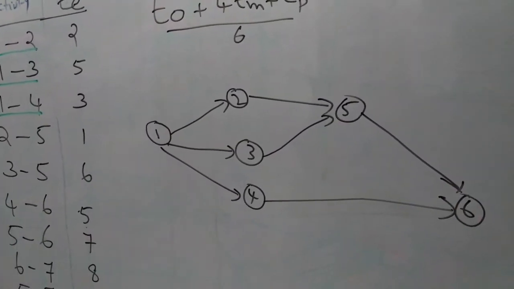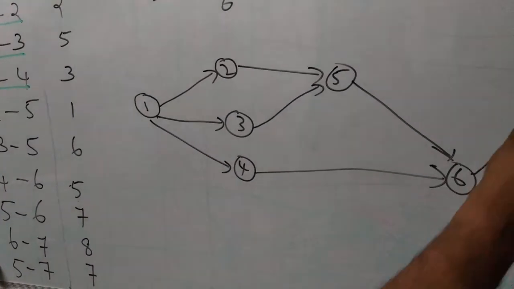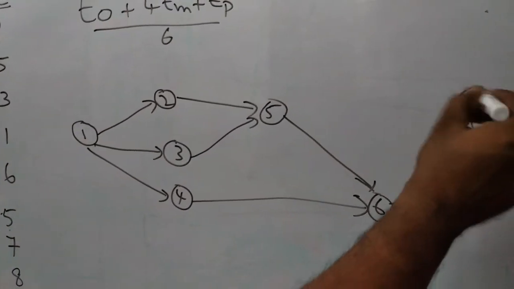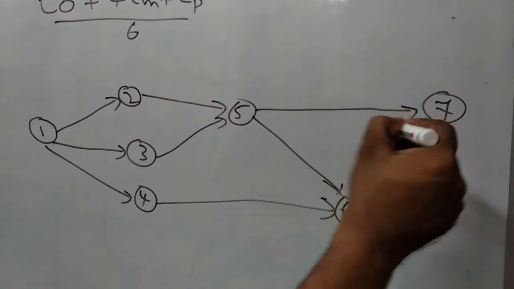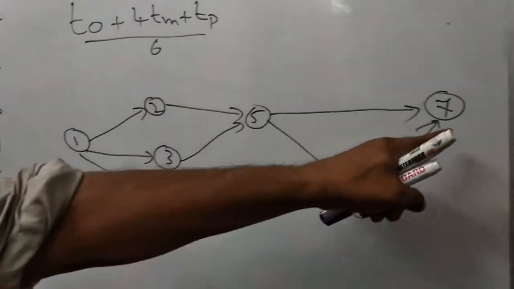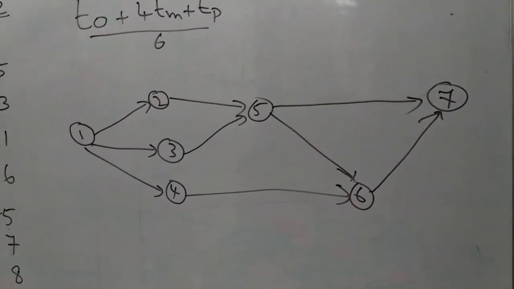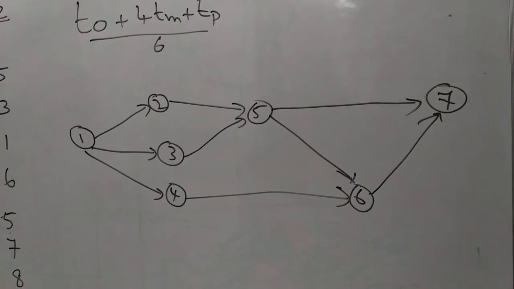So 6 means converging of two activities, and 6 to 7 and 5 to 7. So in this diagram, 1 is the starting point and 7 is the end point. Then we are going to mark the activity duration on each activity.